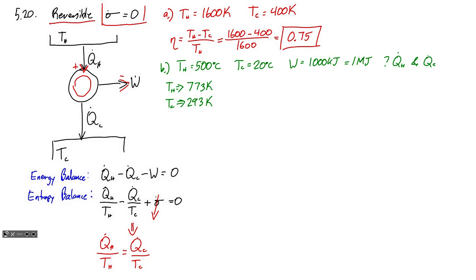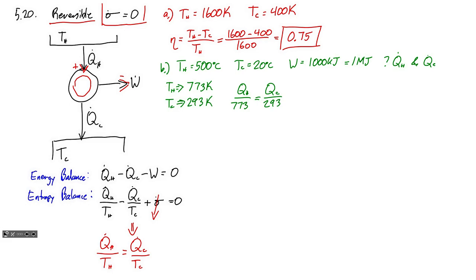Okay, so what do we know? Take a look here. We have QH, and this is just taking right from the equation down here after our entropy balance. We have QH over TH, which in this case is 773, equals QC over 293. And you're like, well, what do I do now? I have two unknowns and one equation. Well, again, you want to look around and see if there's any other equations that you might be able to use to help you out. And if you look down here, sure, there is.